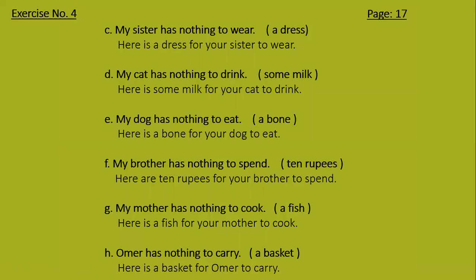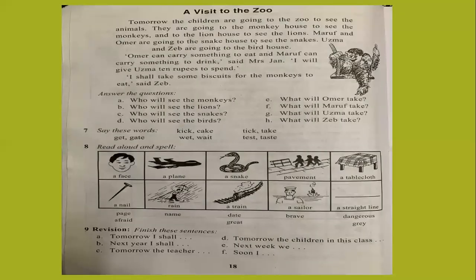Okay, then we will move to the next page. See here, this is page number 18 of your book. And what is it? Here it is, a simple story, a visit to the zoo. Let's read. Tomorrow, the children are going to the zoo to see the animals.